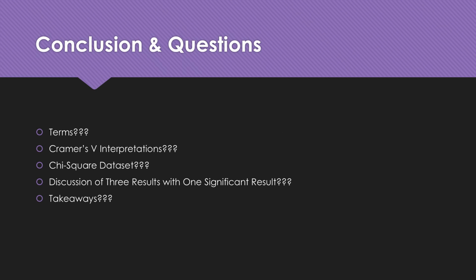This concludes our discussion on chi-squared testing for independence. If there are any questions, I'll take them now regarding the definitions, clarification on the definitions, a little more in-depth discussion on Kramer's V's interpretations, any questions on the chi-squared data sets that were used, the discussion of the three results with the one being significant, and the takeaways, please post any questions that you have so I can get back to you with an answer.